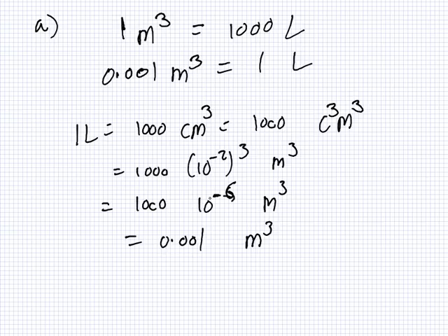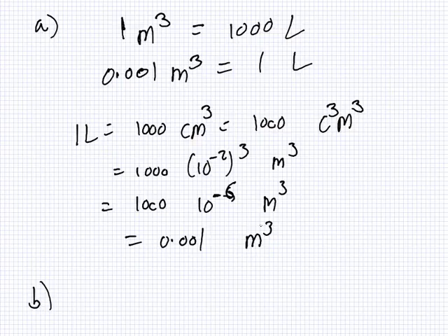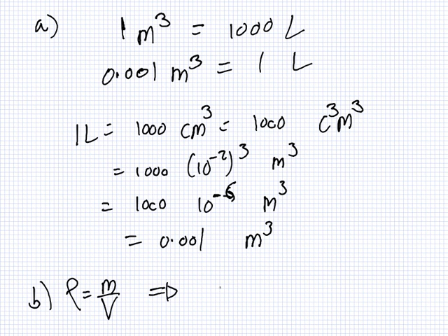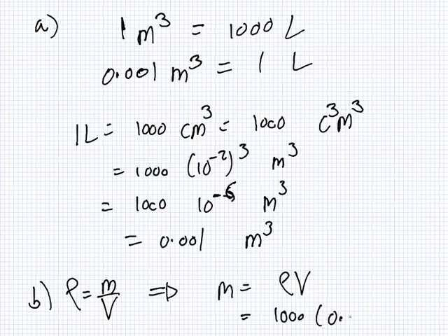So what was I looking for in B? I wanted to know what is the mass of a litre of fresh water. So density is mass over volume. So that means mass is density by volume. What is the density of fresh water? It's 1,000 and the volume is 0.001. So the answer is 1 kilogram. And then part C, the mass is density by volume, which is 1,030 by 0.001, which is 1.03 kilograms.